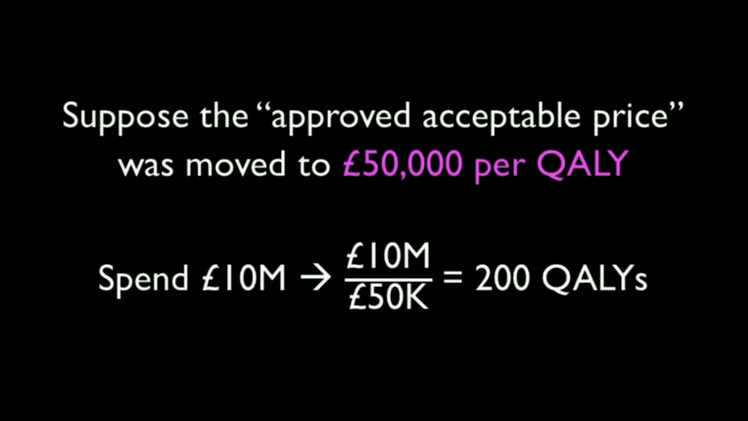And then they've got this fixed budget of 10 million pounds. Well, with those 10 million pounds, if each drug that they buy gives them one QALY at a price of £50,000, then they would only be able to purchase 200 quality adjusted life years.